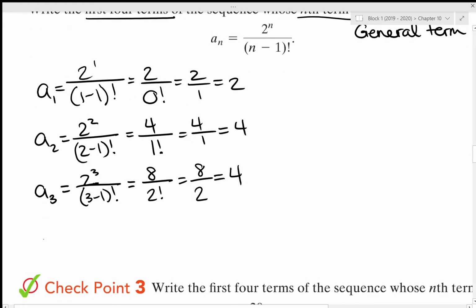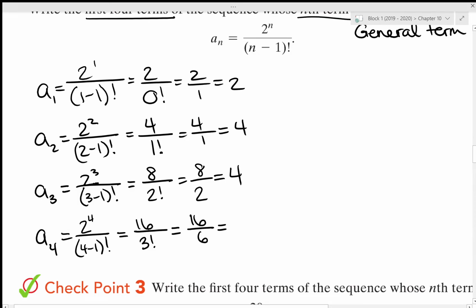And the fourth term, 2 to the fourth over 4 minus 1 factorial. So 2 to the fourth is 16. 4 minus 1 is 3 factorial, which is 3 factorial like we said before. 3 times 2 times 1 is going to be 6. But remember, we should always simplify, all right, and leave it as a simple fraction. So 16 over 6, they both go into 2, so it's really 8 over 3.